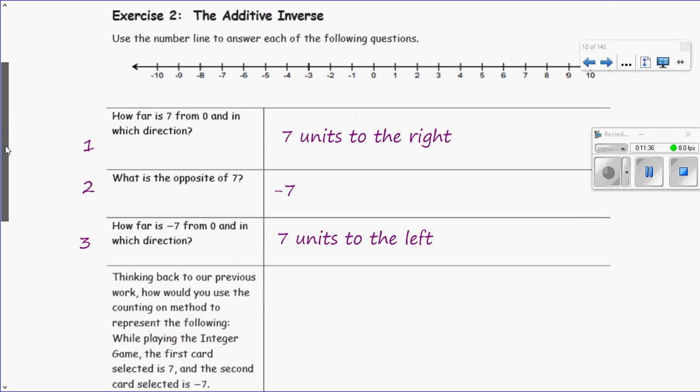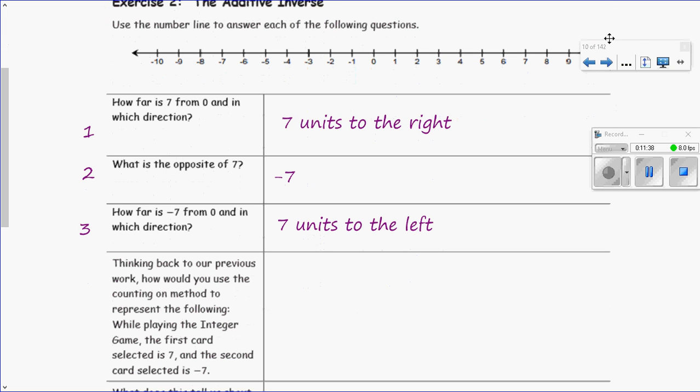Okay, thinking back to our previous one, how would you use the counting method up here? It's kind of like talking about the number line. How would we use that to represent the following? While playing the integer game, you're pretending like you have a card that's a 7, and then a second card that's a -7. So here's what we would do.